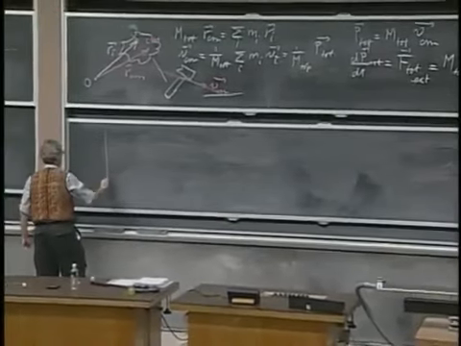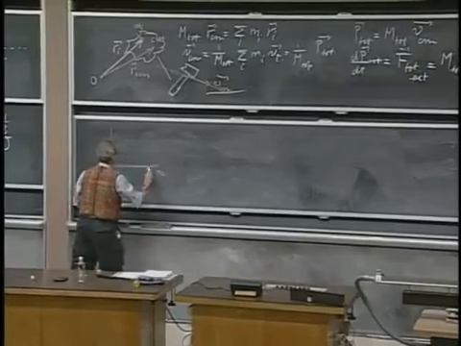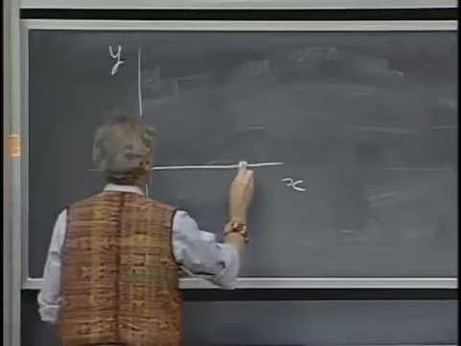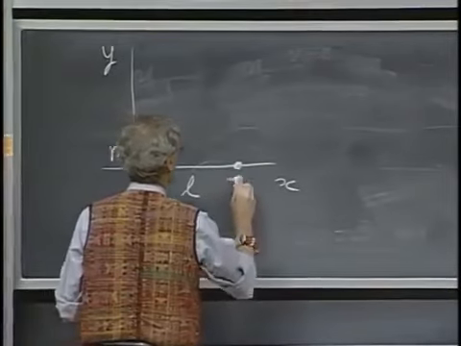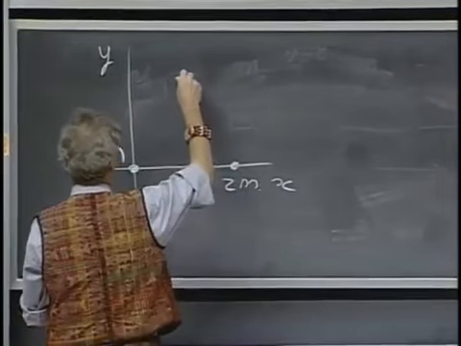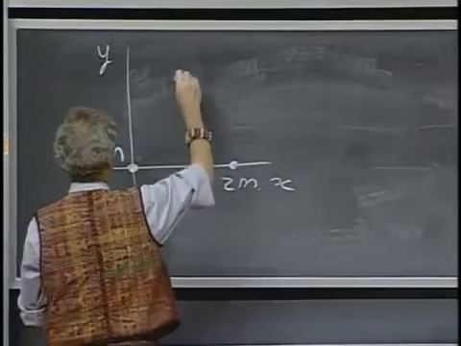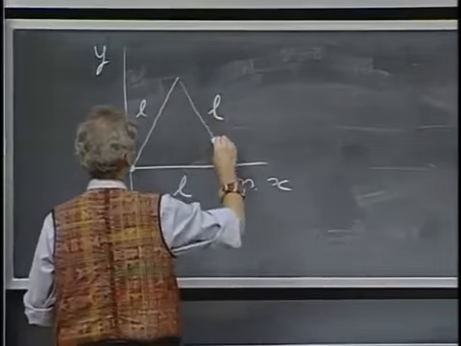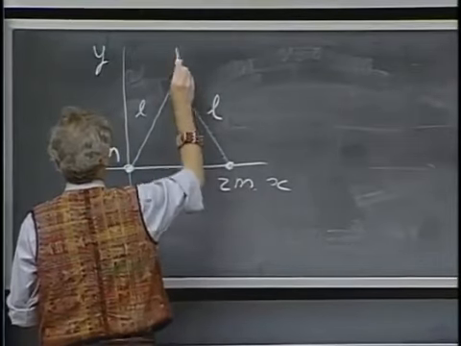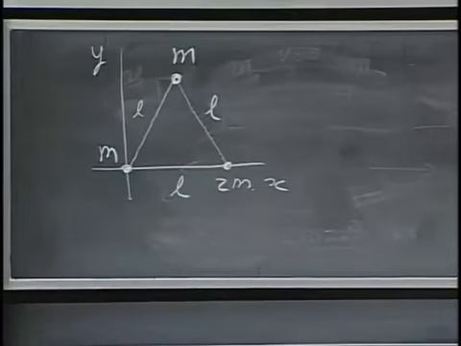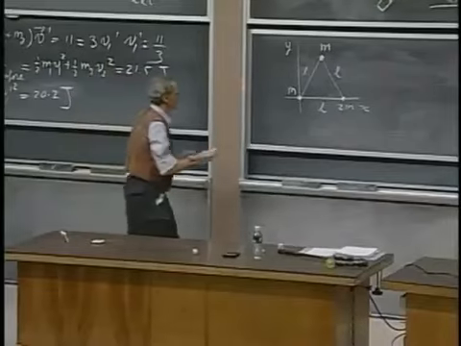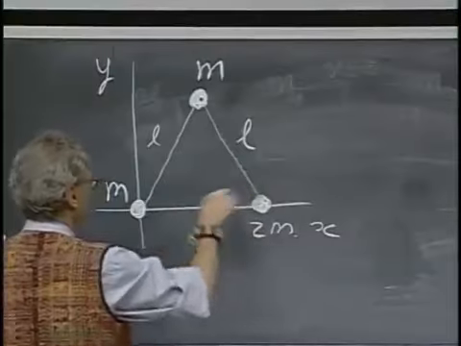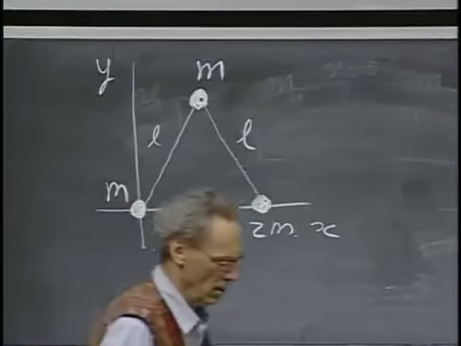Let this be the y-axis, and this the x-axis. And here at 0, I have a mass m. At a distance L, I have here a mass 2m. This is also L, and this is also L, so this is an equilateral triangle. These are massless rods, and here I have a mass m. And I'm asking you, where is the center of mass? So you have 3 point masses, and they are connected with massless rods.